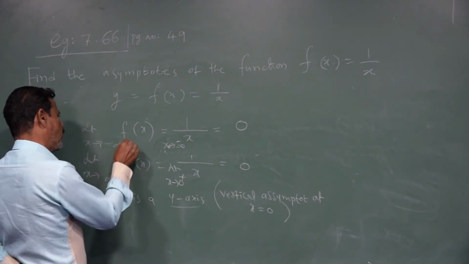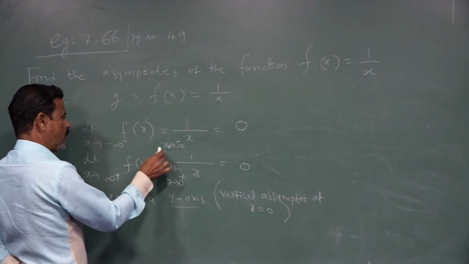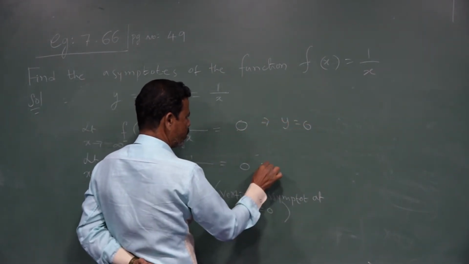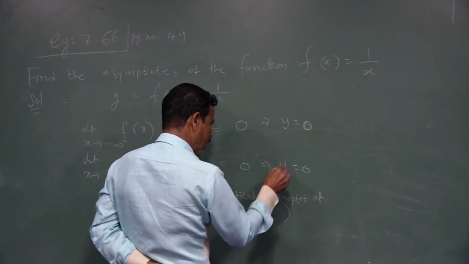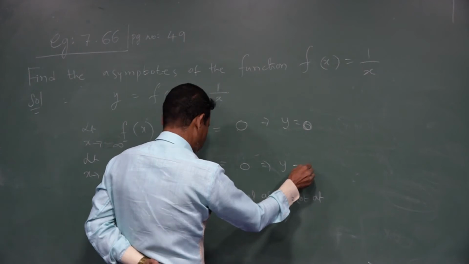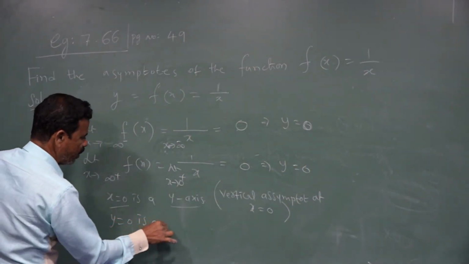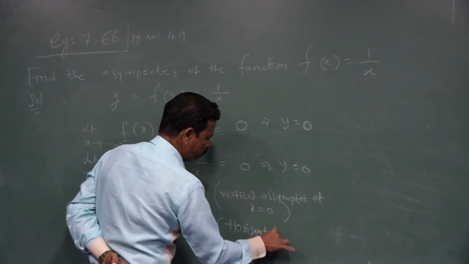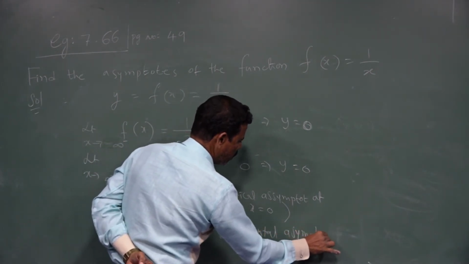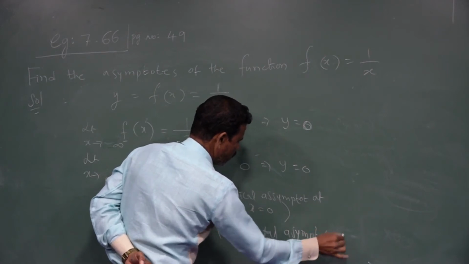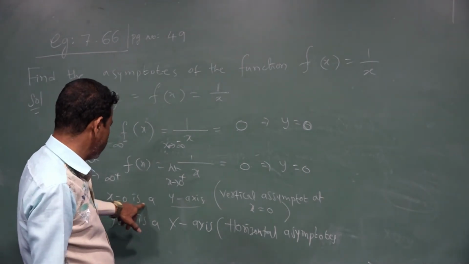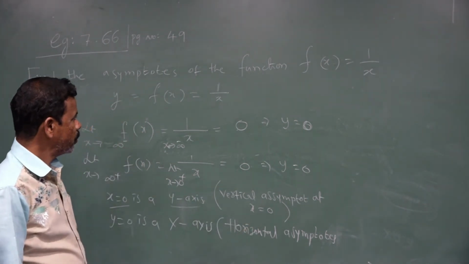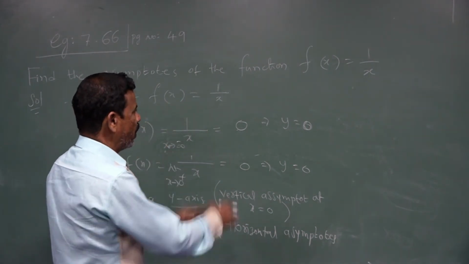So here f of x is nothing but y. If x tends to infinity, y is equal to 0 is coming. It is nothing but y is equal to 0, and y is equal to 0 is nothing but the x-axis. This is the horizontal asymptote. x is equal to 0 is a vertical asymptote, y is equal to 0 is a horizontal asymptote. So this is the description about asymptotes for f of x is equal to 1 by x.